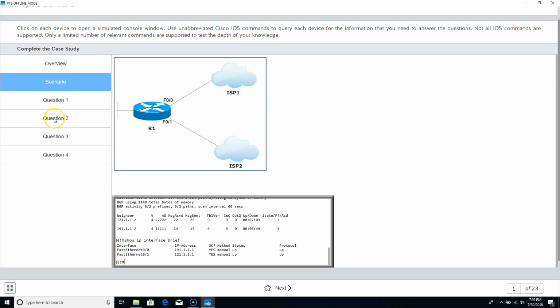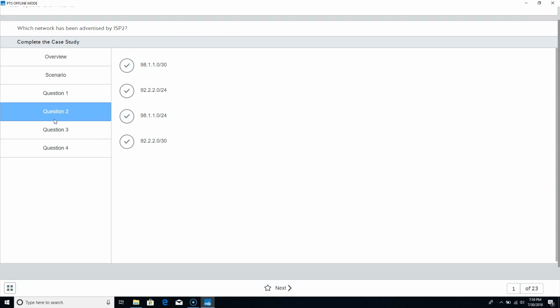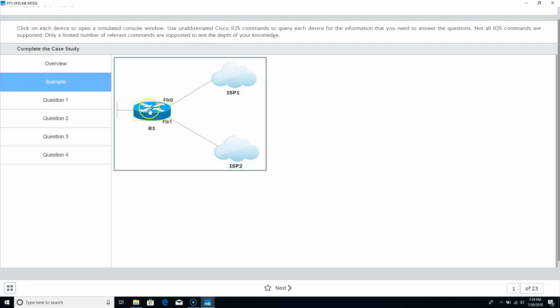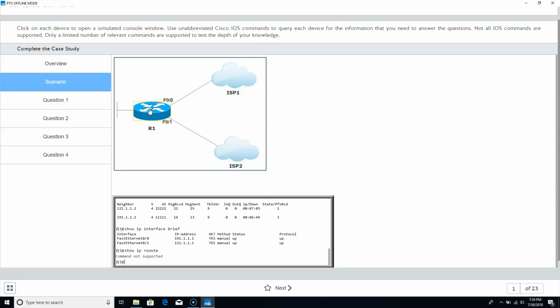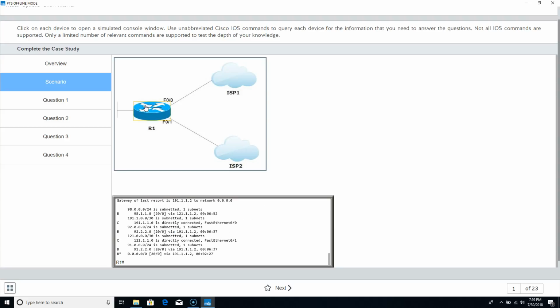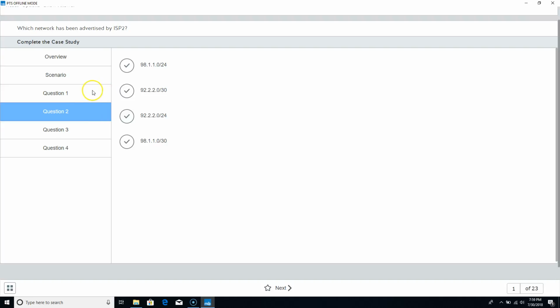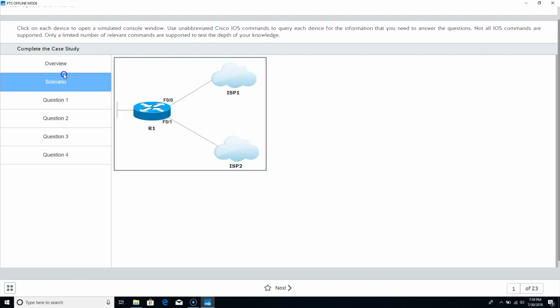So question number 2, which one is advertised by ISP2? Here you need to run show IP route. Okay, show IP route.